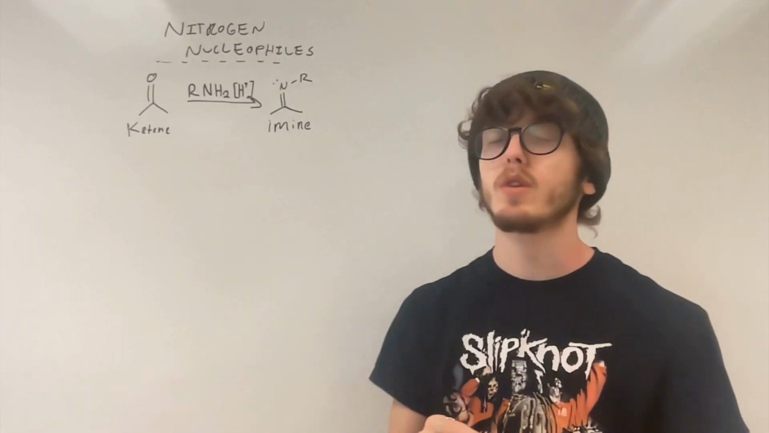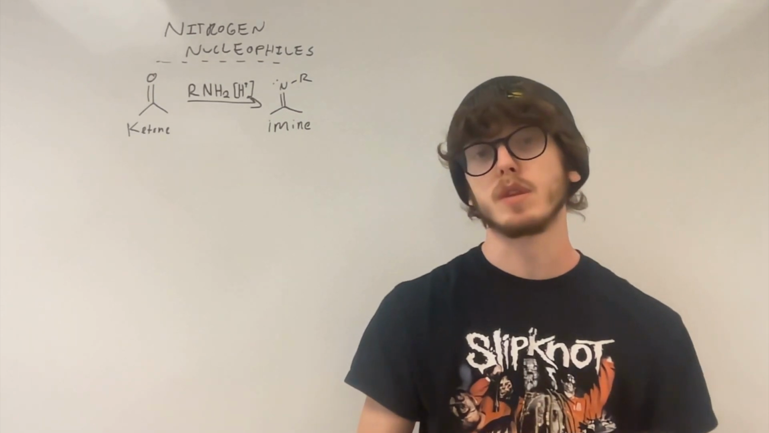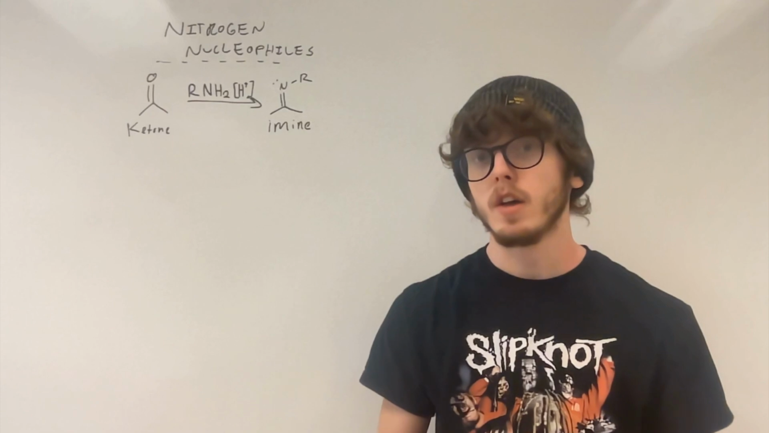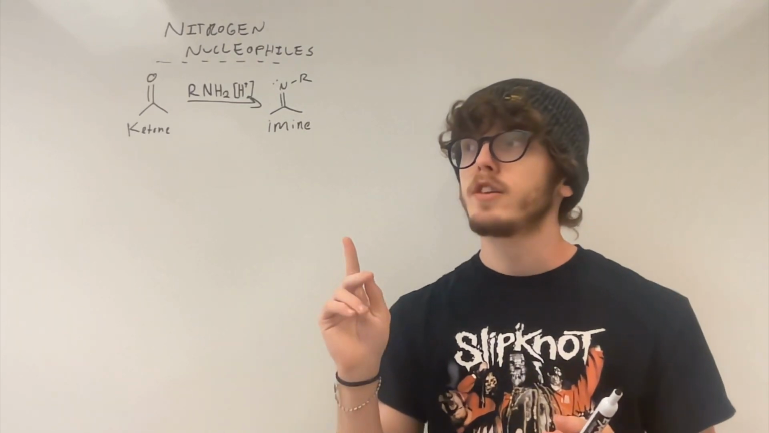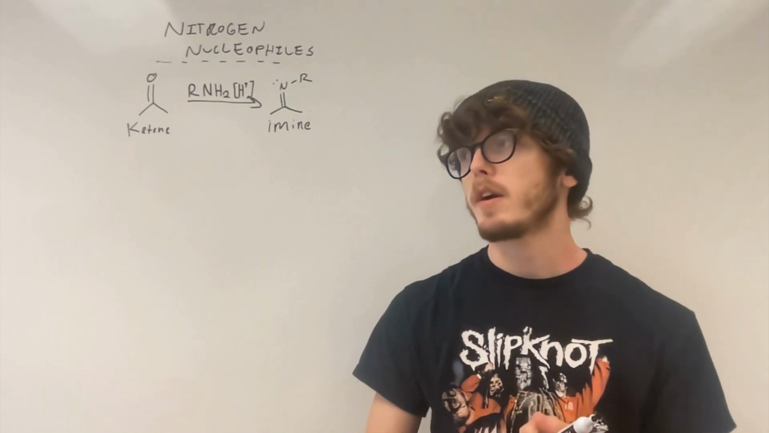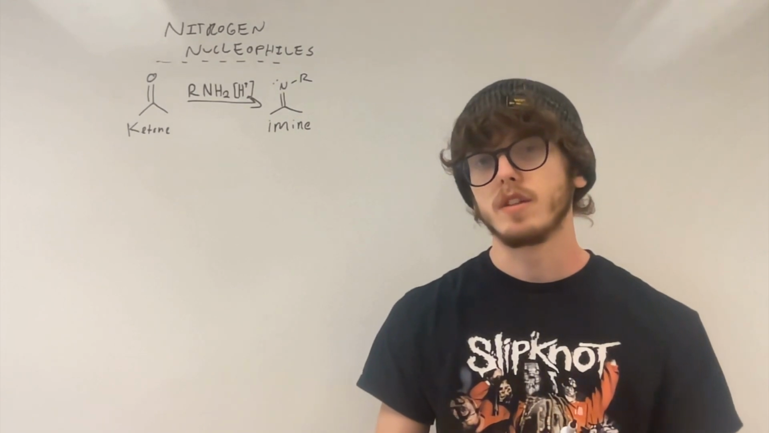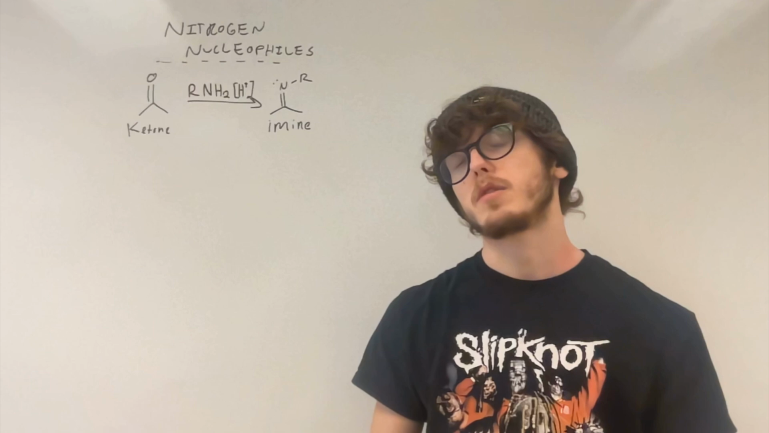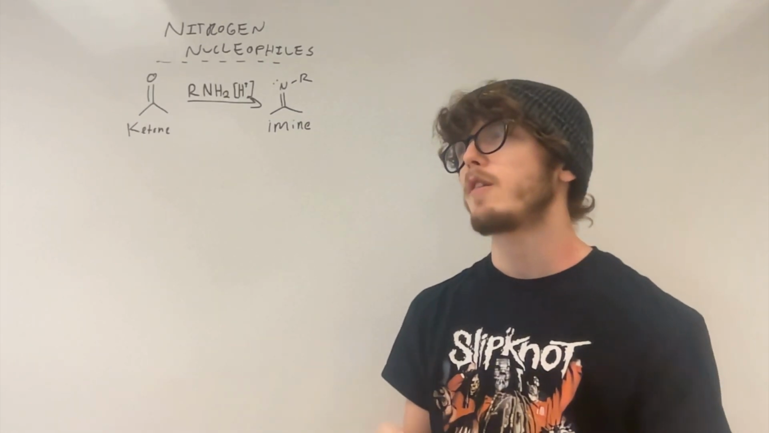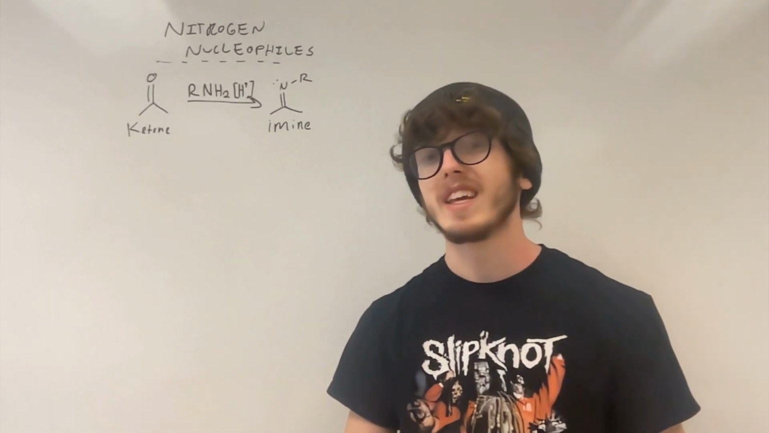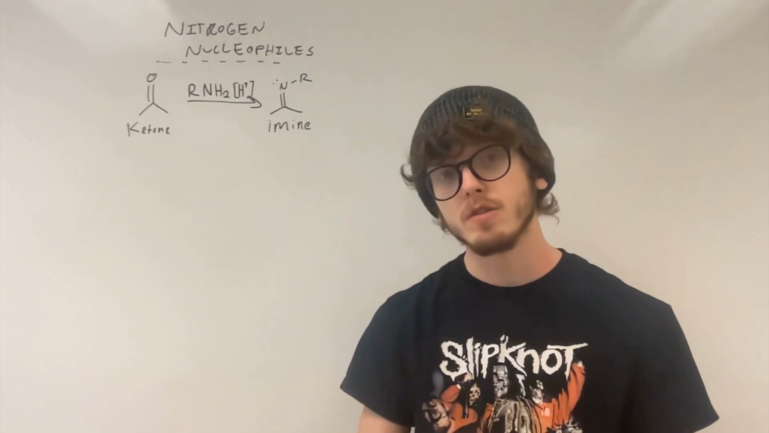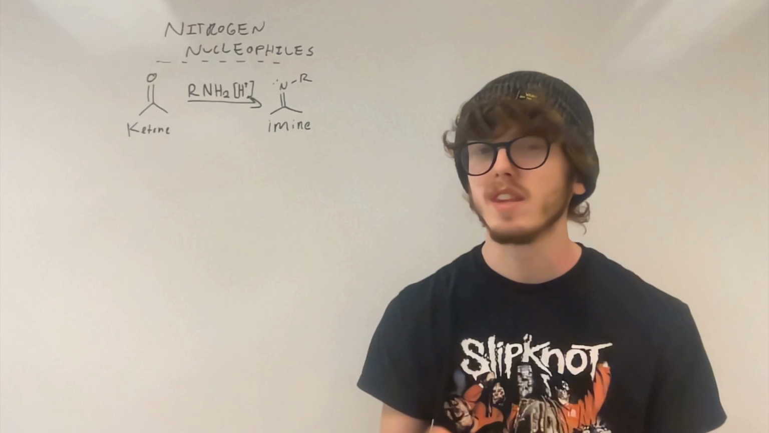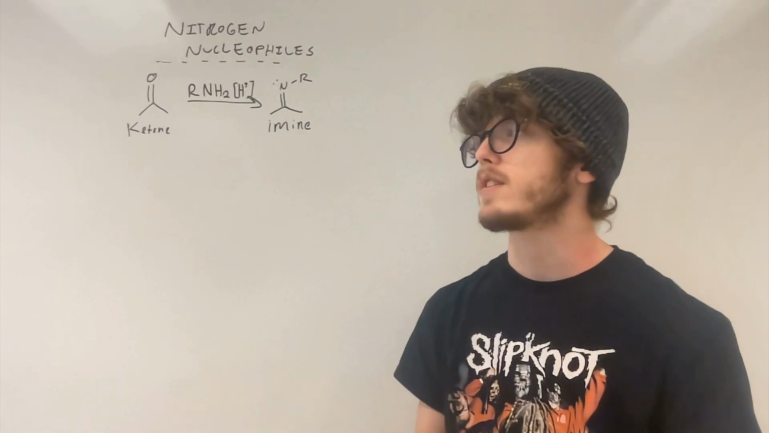In this video, we're looking at nitrogen nucleophiles with respect to ketone and aldehyde chemistry. We're going to look at how a primary amine reacts with a ketone. What does a secondary amine do to a ketone? And then we're also going to look at something called Wolff-Kishner reduction, where you make a hydrazone and then reduce it down just to an alkane, which can be synthetically useful in some cases.